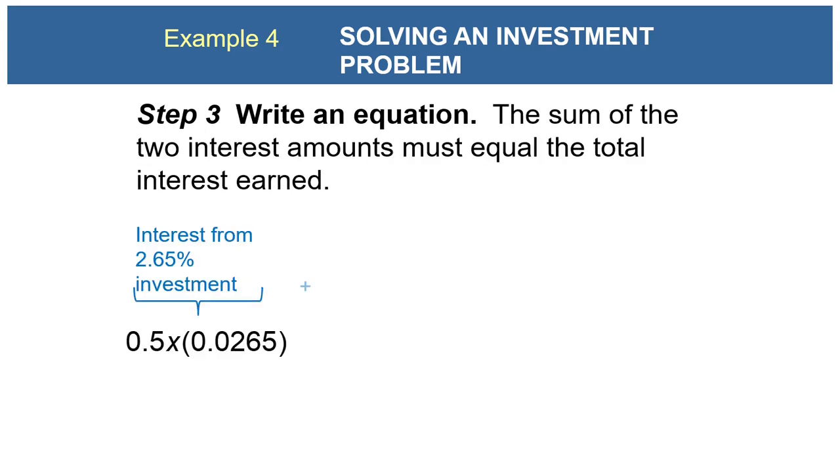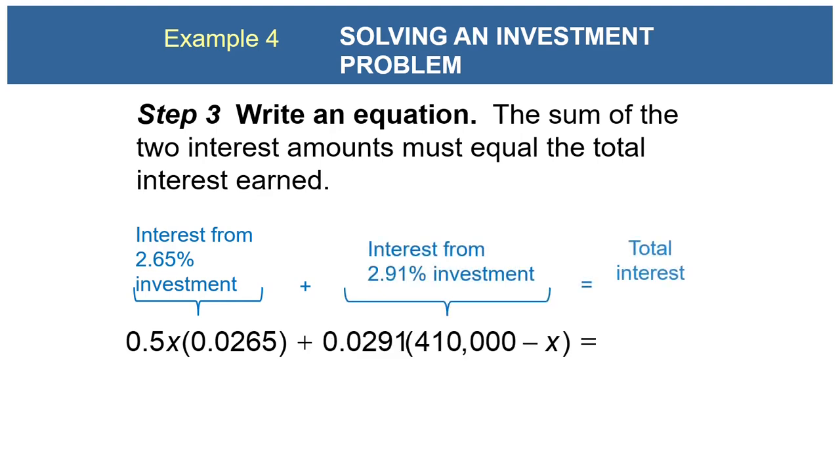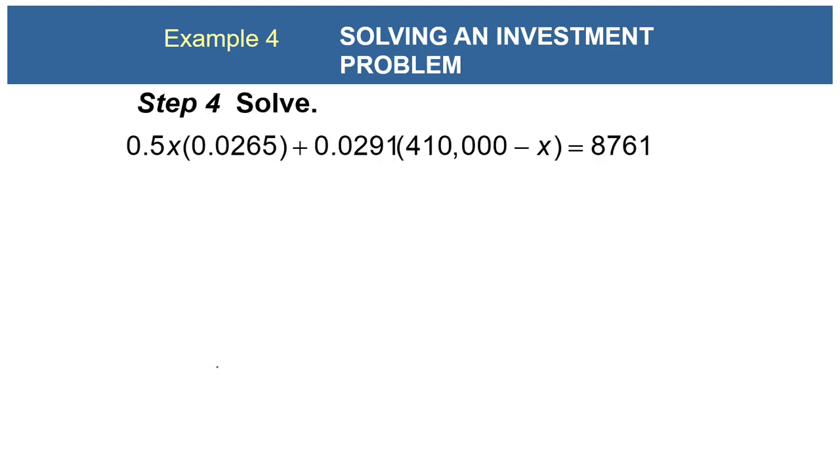So in step 3, let's write an equation. The sum of the two interest amounts must equal the total interest earned. So we have the interest from the 2.65% investment plus the interest from the 2.91% investment has to add up to $8,761. In step 4, let's solve our equation.